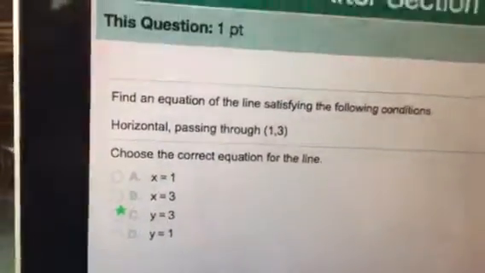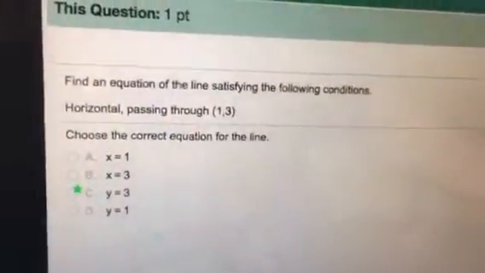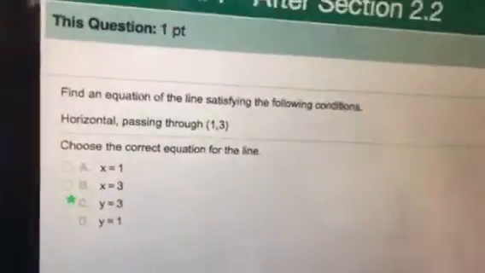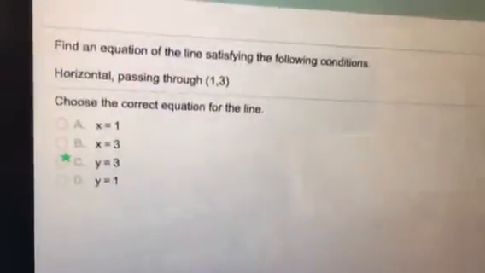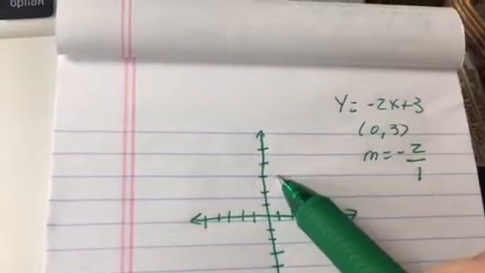Okay, let's talk about this for a second. It says find an equation of a line satisfying the following conditions. And notice it's just a horizontal line that goes through a point. So let me sketch this out for a second. Here's your graph. And it says it goes through the point (1, 3). So let me plot this for a second. We go over 1 and up 3 and put a dot.